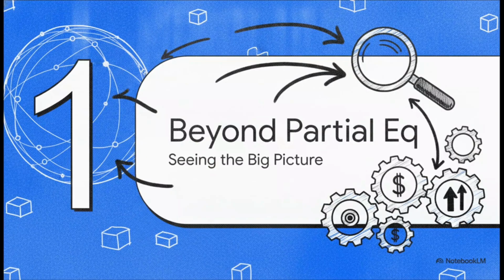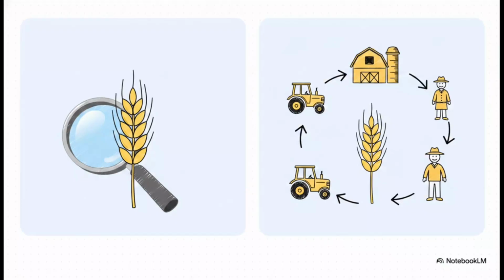All right, let's kick things off with Section 1, Beyond Partial Equilibrium. So to truly grasp the big picture of an economy, we absolutely have to look past isolated markets. Up until now in your studies, you've probably spent a lot of time on partial equilibrium. That's basically looking at one single market in a vacuum. For example, if people's income goes up, they demand more agricultural products.